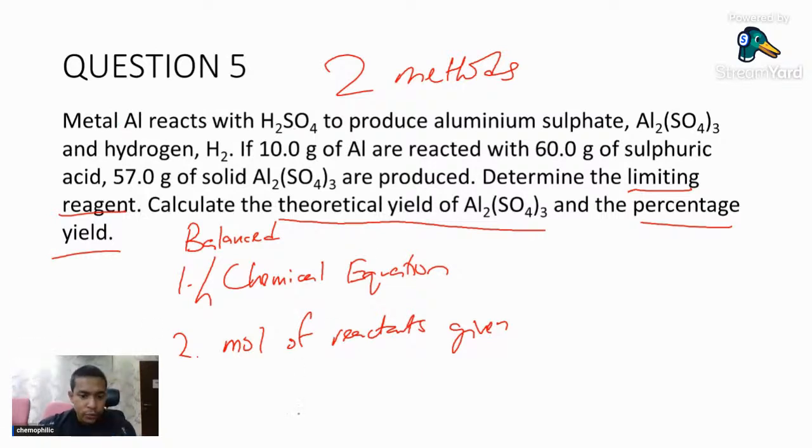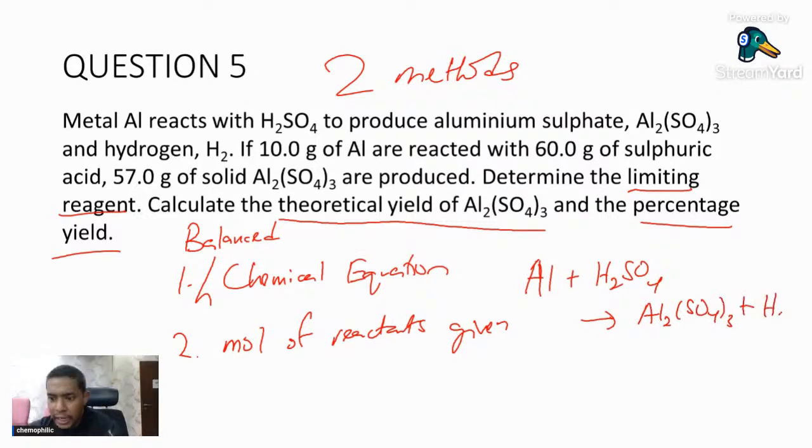Al reacts with H2SO4. So Al plus H2SO4, and then it says producing Al2(SO4)3 plus H2. I write it below because there is not enough space. Now you see this equation is not balanced, because on the left hand side there is 1 Al, here there are 2 Al. So it is not balanced, that's why we need to balance the equation.